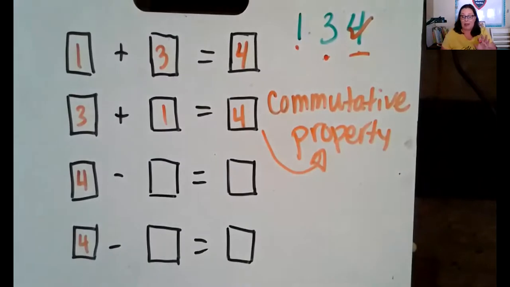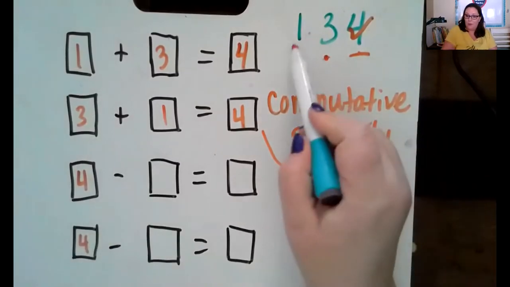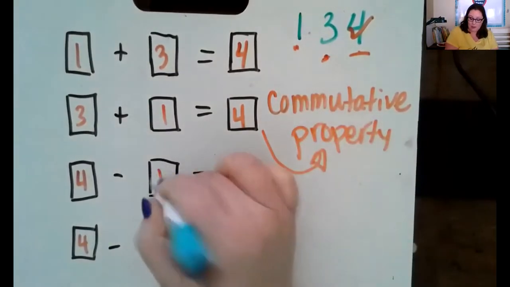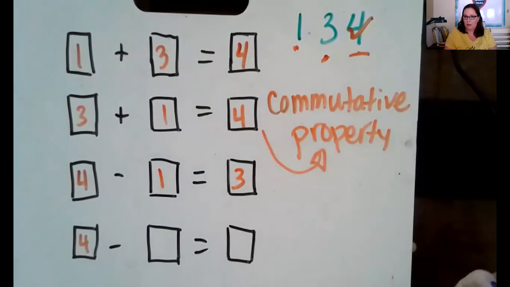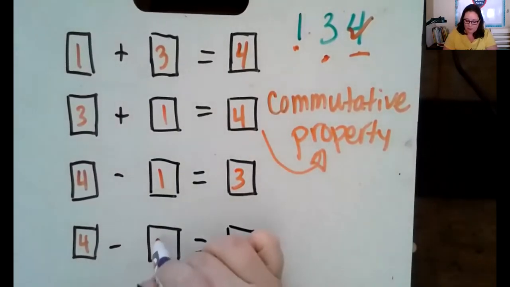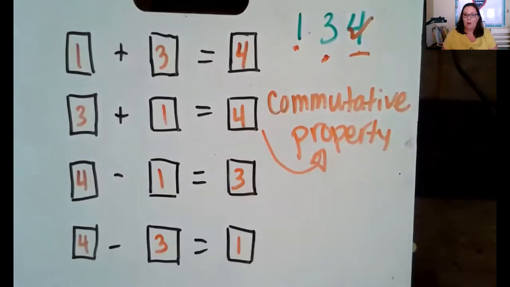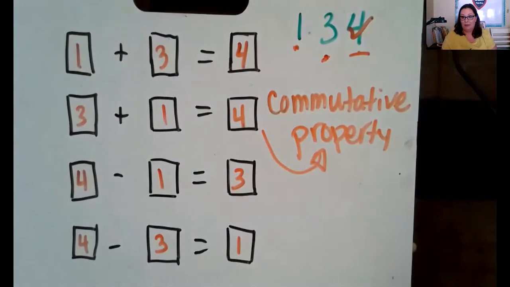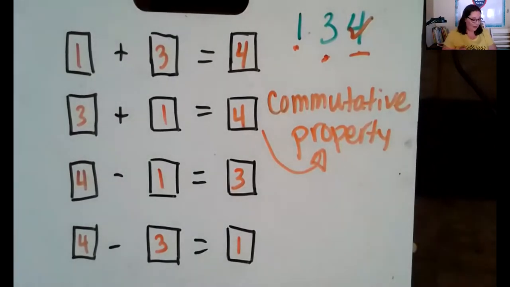And we're going to do the exact same thing again for the subtraction. 4 minus 1 equals 3. And then flip them around. 4 minus 3 equals 1. It's super easy, huh?